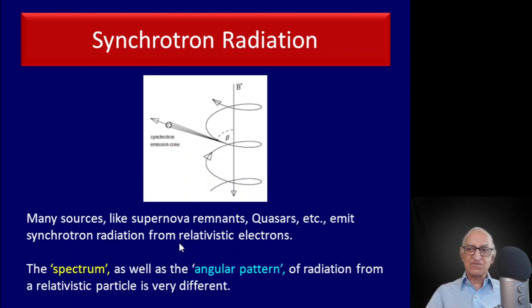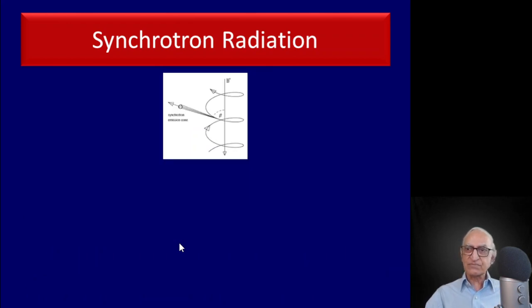And the spectrum of this radiation, the angular pattern of this radiation, the polarization of this radiation will be drastically different from the radiation emitted by non-relativistic particles. Therefore, Lorentz transformation of angles and intensities become extremely important. And the formulae that I just discussed become extremely relevant.